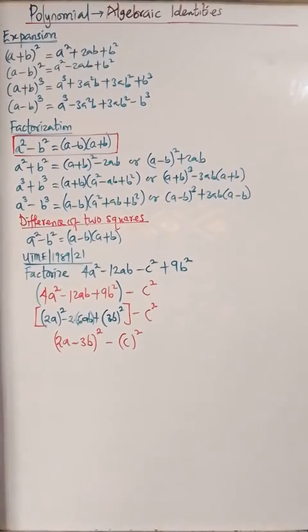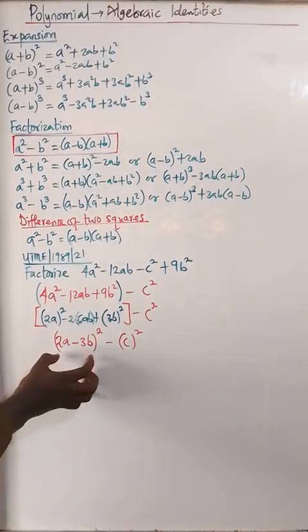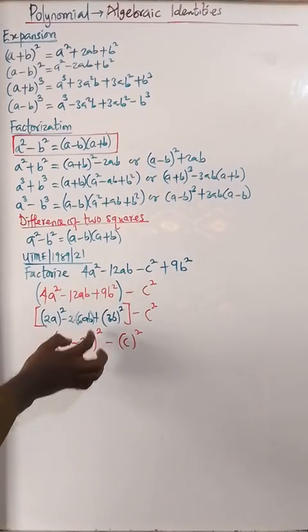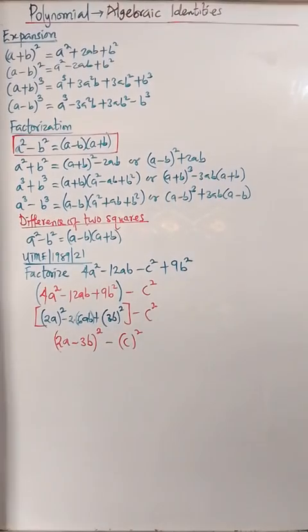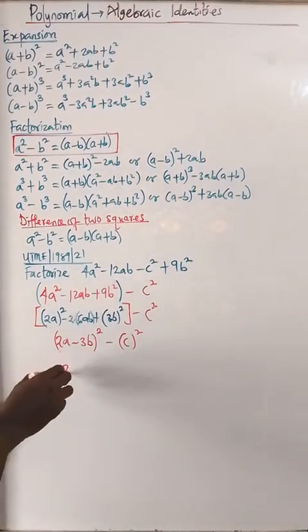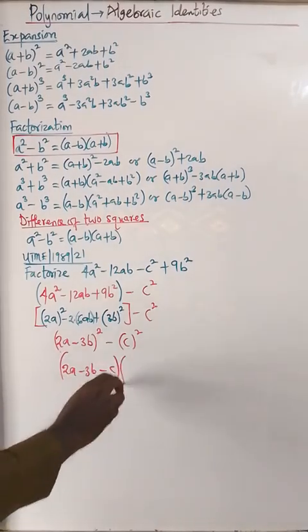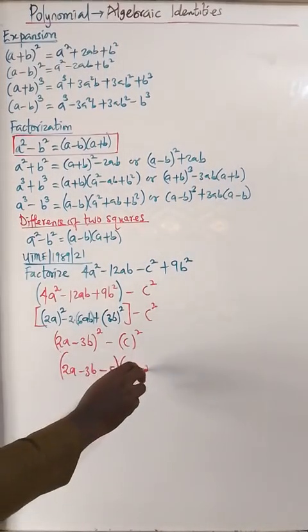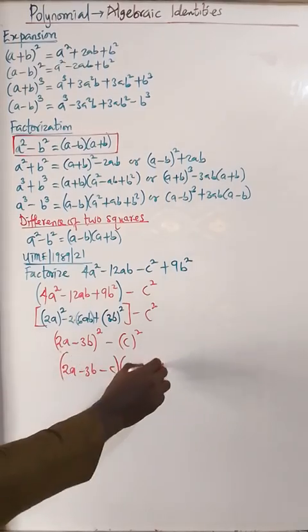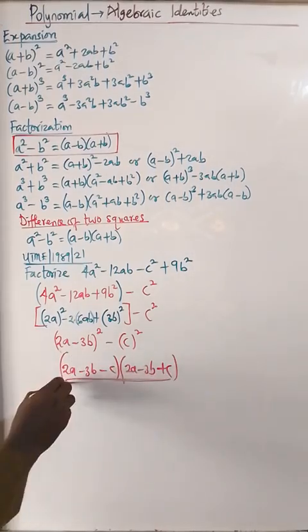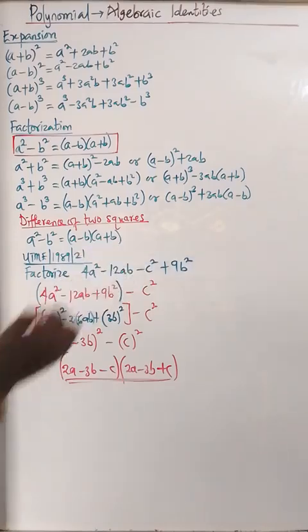Then we can proceed. How? This is now a difference of two squares. Everything here carries a square, this carries a square. So what I mean to do, we subtract first. So we have 2a minus 3b, then minus c. Then we add 2a minus 3b this side, then plus c. That's the final answer. If we expand this, we get this.